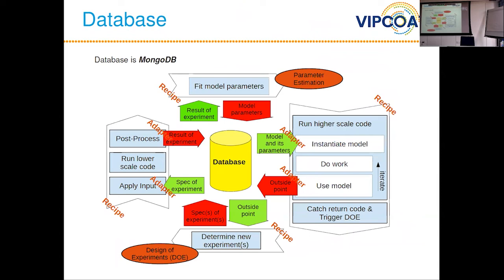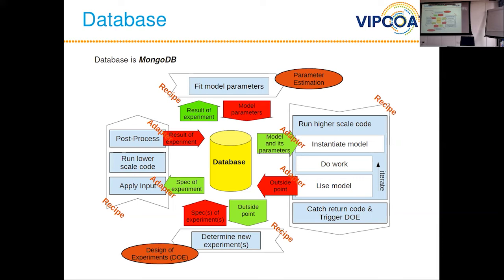Exactly. But basically what you would like to avoid is these types of things, and this is why you use surrogate models. At the beginning, you create your surrogate model, you instantiate it and store it in the database. Then you have this higher scale code, and it goes very fast because you are using the surrogate representation of the model that you want to use. You can use it as long as it is valid, and once the surrogate stops being valid, then you go outside of it. This is where you catch the return code and trigger design of experiments.